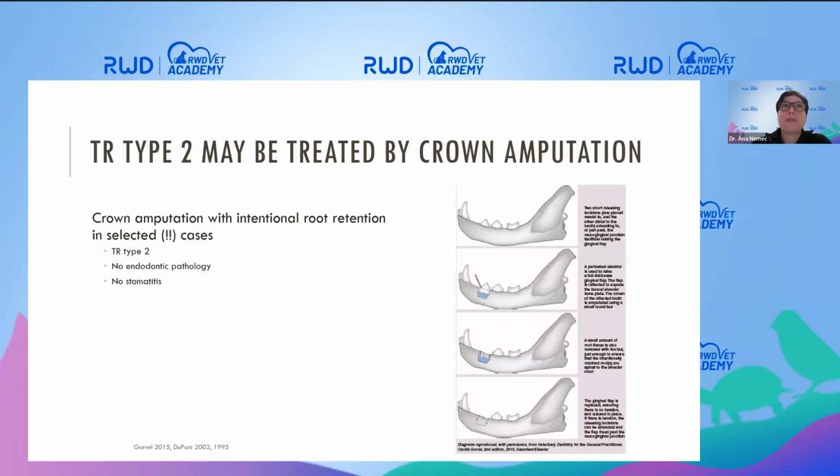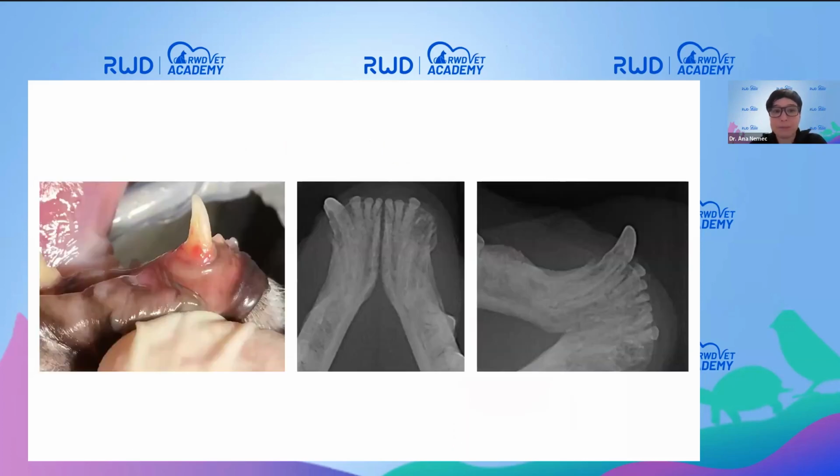If the tooth is affected by type 2 tooth resorption, meaning that the dental tissues are being replaced by bone, with radiographically no obvious signs of periodontal ligament space, and at the same time we don't see any endodontic pathology, and the animal is not showing signs of stomatitis, we can perform a so-called coronectomy, or crown amputation with intentional root retention. So what does this mean? Let's have a look in this case.